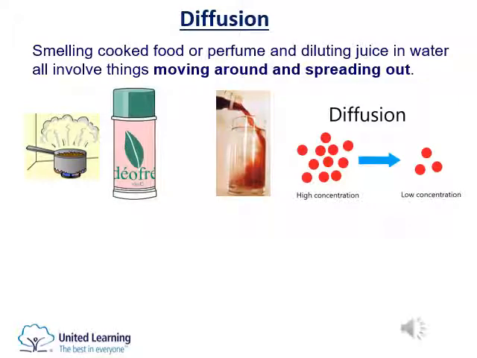So diffusion is just the movement of molecules, liquids or gases from an area of high concentration to an area of low concentration. High concentration just means where lots of particles are clumped together in a really small area or small volume, and they move to a lower concentration where there are fewer particles and the particles are much more spread out.